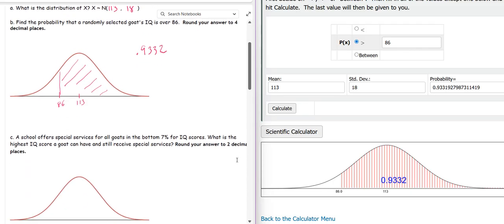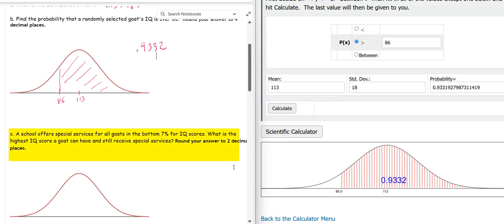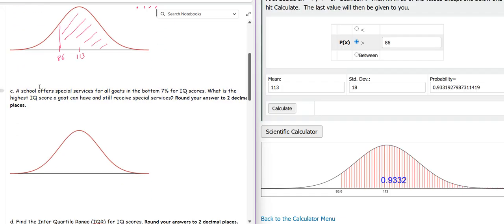All right. A school offers special services for goats in the bottom 7% for IQ scores. What is the highest IQ score a goat can have and still receive the special services? And here we're rounding to 2 decimals. So the bottom 7%, that's going to be maybe down here, and the area would be 0.07. And so we want to find this IQ right here.